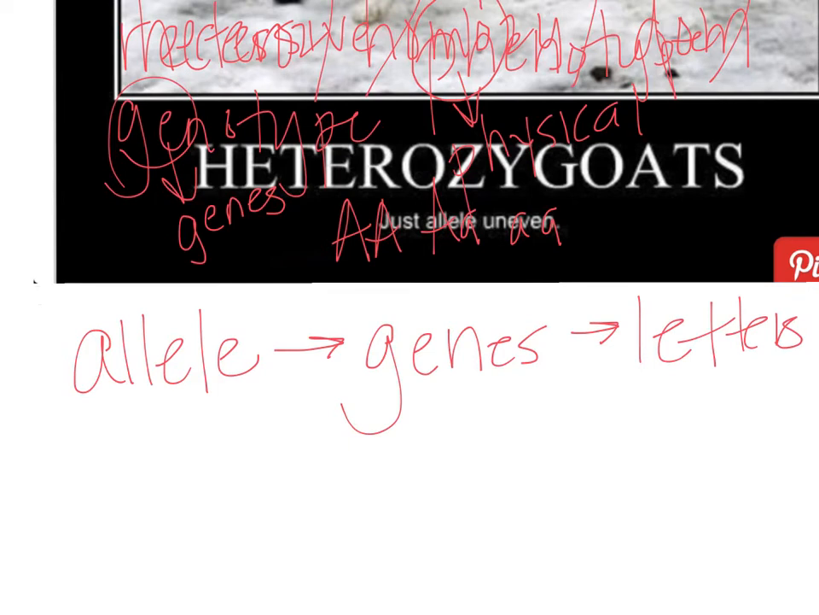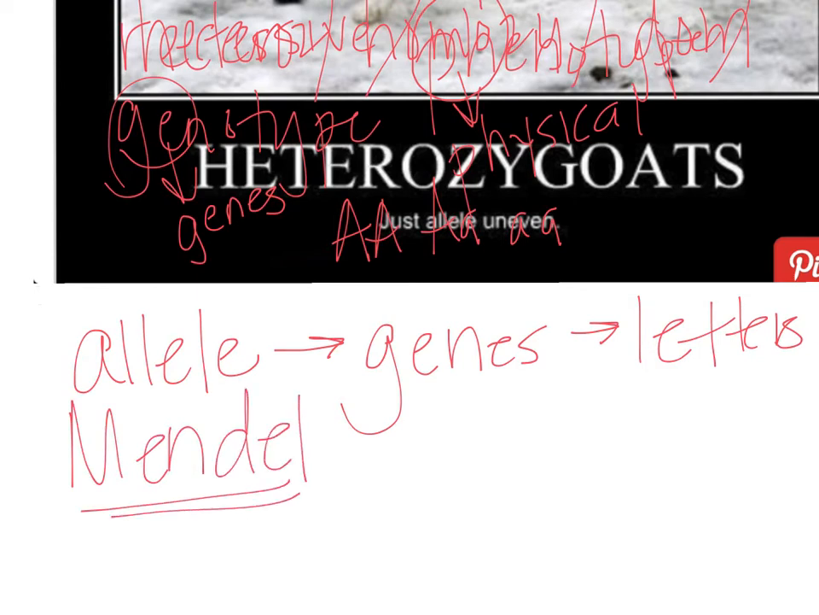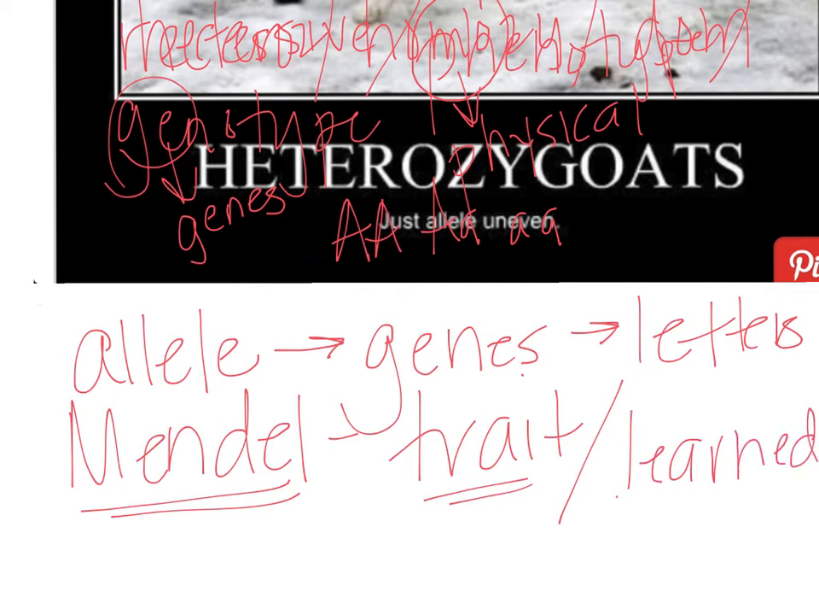You need to know that Mendel is the father of genetics. That is the name of the guy that came up with genetics. You need to know what a trait is versus a learned behavior, right? Learning how to ride your bike is not a trait. It is a learned behavior. Having your blood type is a trait.